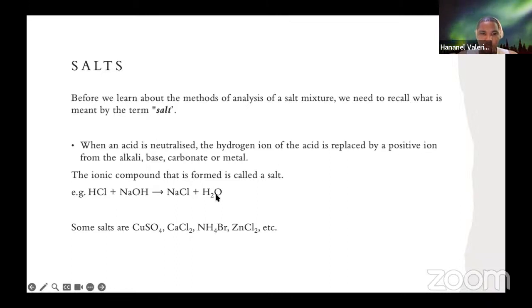Common salts would be copper sulfate, calcium chloride, sodium chloride, ammonium bromide, zinc chloride. You could think of a lot of different salts as well. This is important because in a salt, we will be testing for the positive cation that is there.